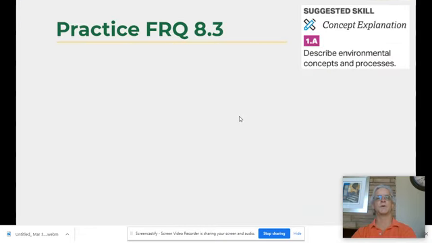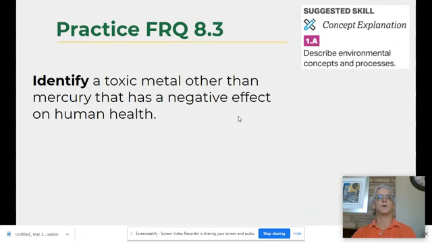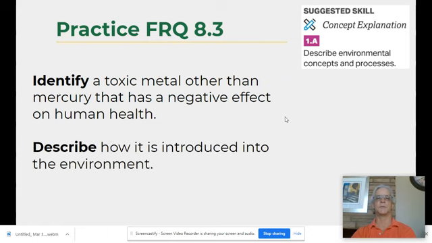So, practice FRQ 8.3. Can you identify a toxic metal other than mercury that has a negative effect on human health? Can you describe how it is introduced into the environment?